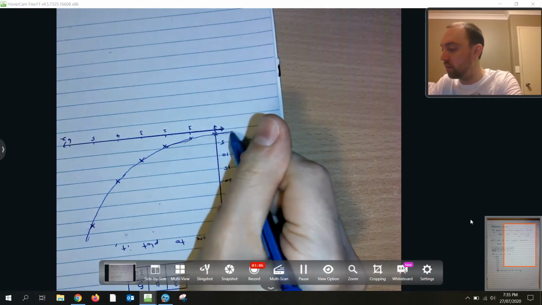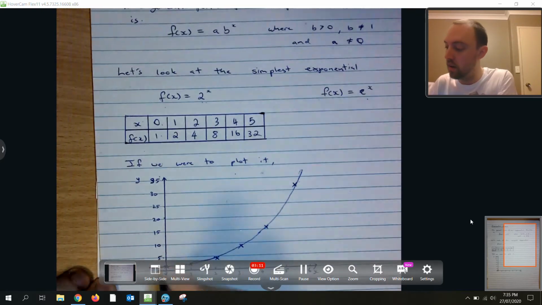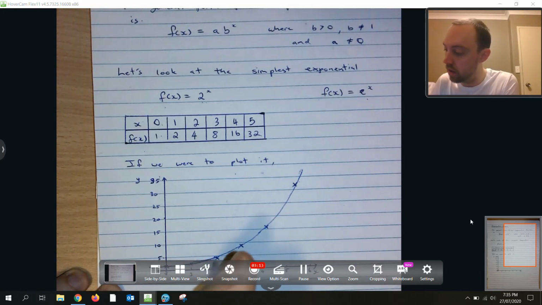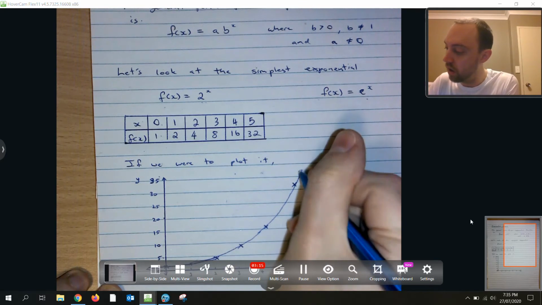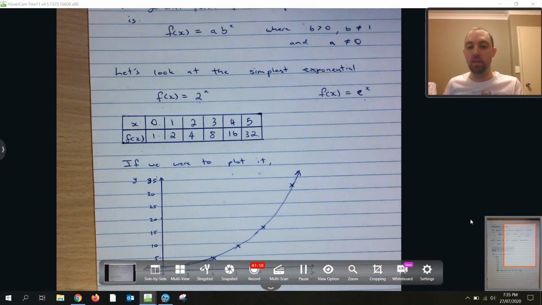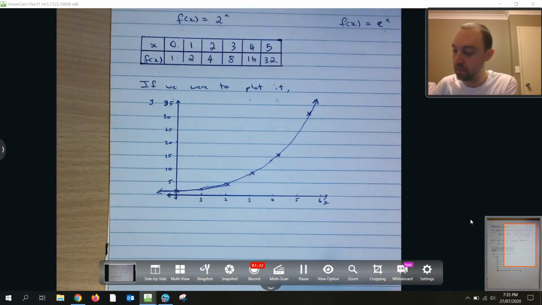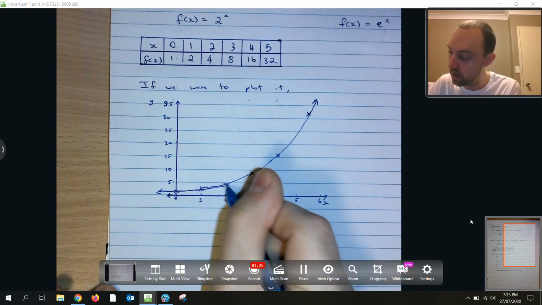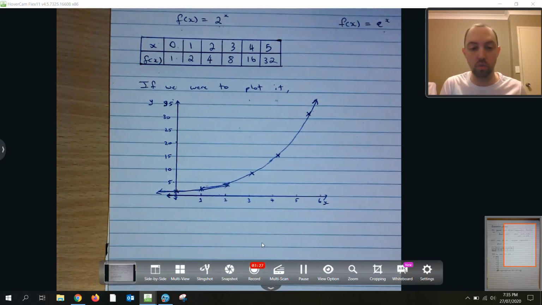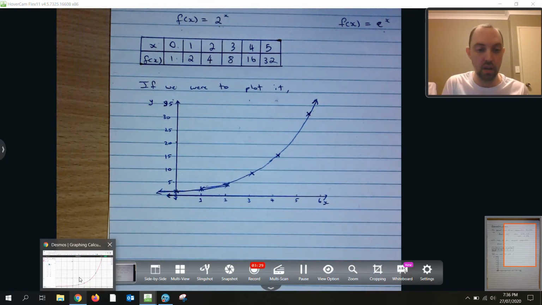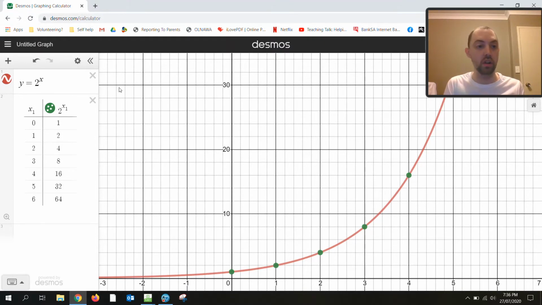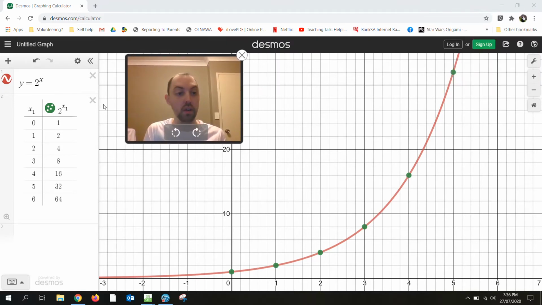Right, and on the other side of the y-axis, it's going to still be decreasing. So something like that. Again, it's not going to be a perfect function, which is why I've prepared this a little earlier.